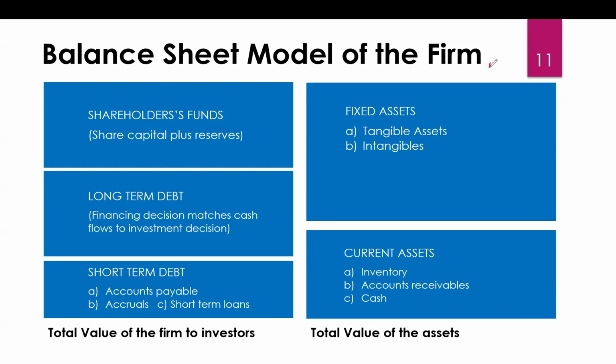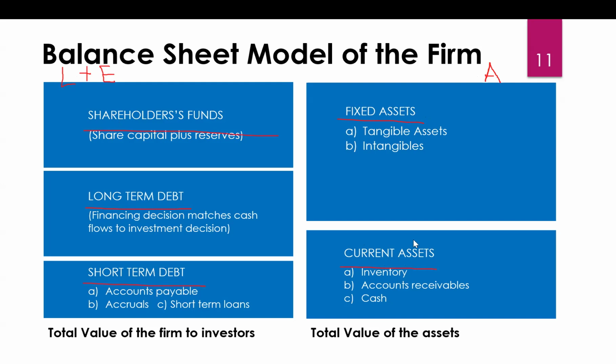So this part is assets, this part is liability plus equity. Here you have the fixed assets and the current assets, and the shareholders' funds, that is equity, and the long-term debt and the short-term debt.